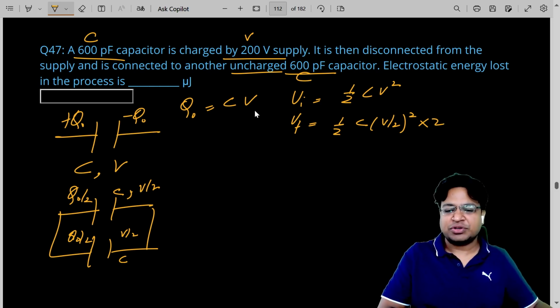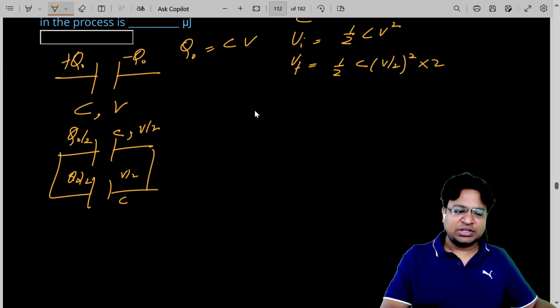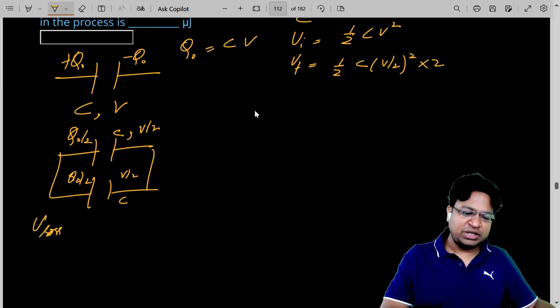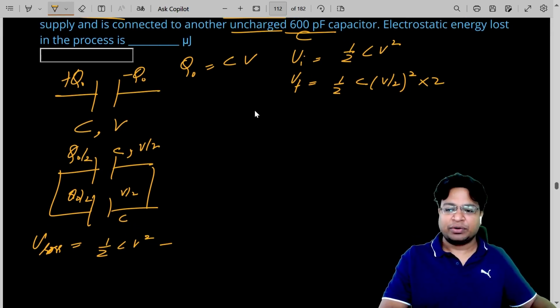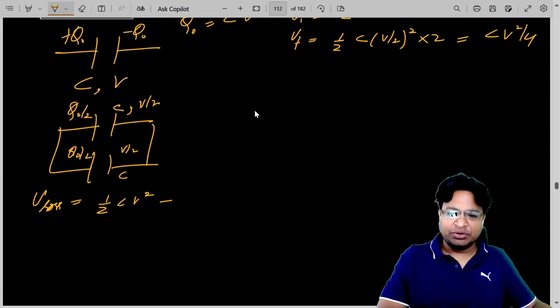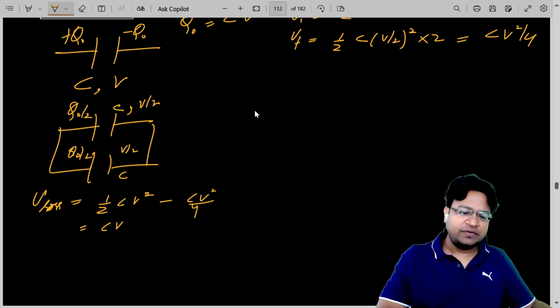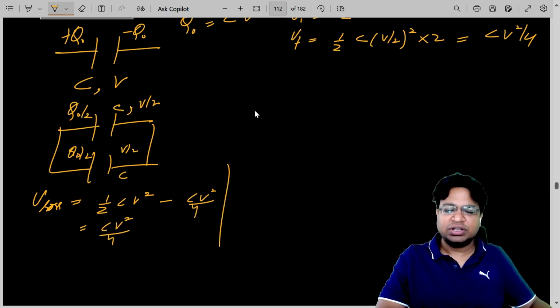It says the energy lost in the process. So the energy loss would be initial value minus final value. Initial value is half CV square. Final value you can calculate from here. If I finish the calculation, it becomes CV square by 4. So CV square by 4 is the answer. Let me finish it here.